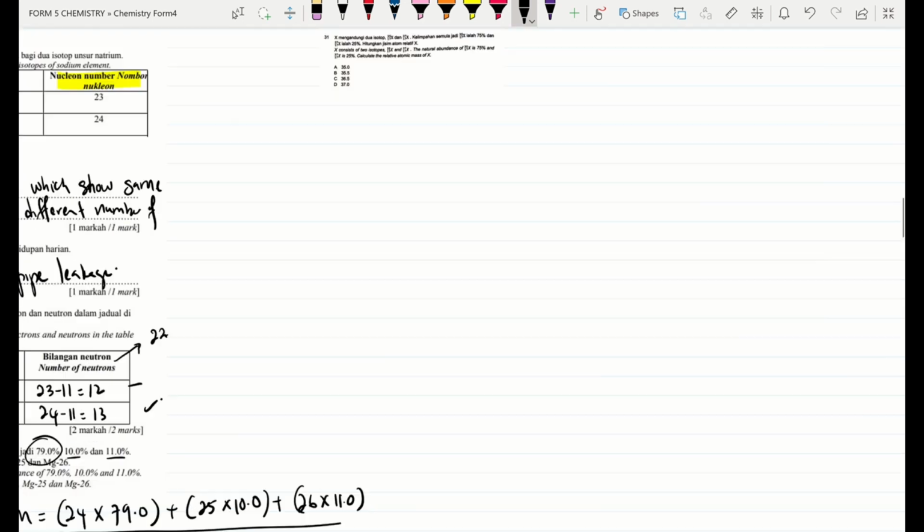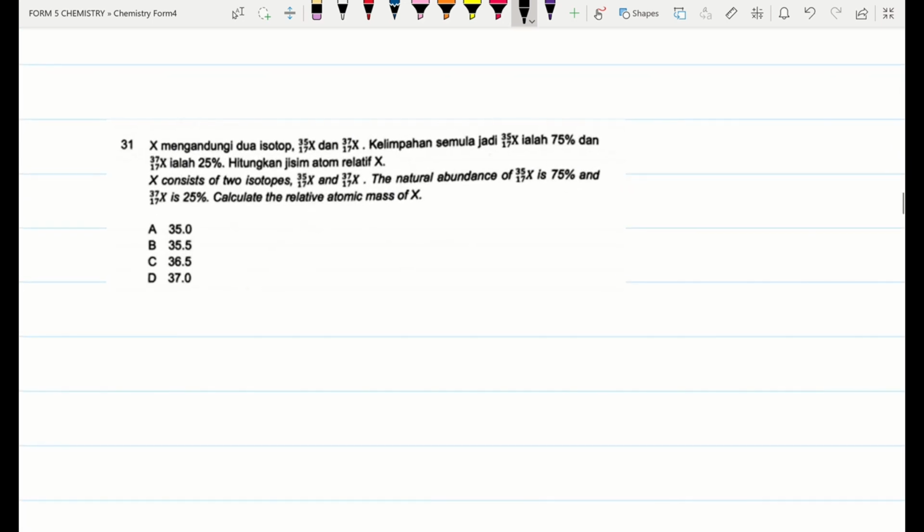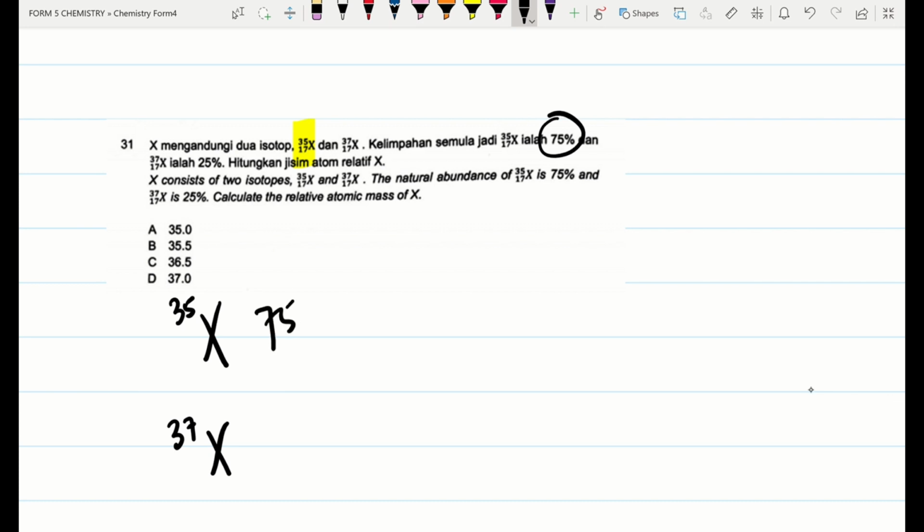All right, so we try to do another question. Let's check this question. This is isotope X. We have isotope X-35, and one more isotope, X-37. The percentage of 35 will be 75 percent, and the percentage of 37 will be 25 percent. When we total up all the percentages, that will be 100 percent.